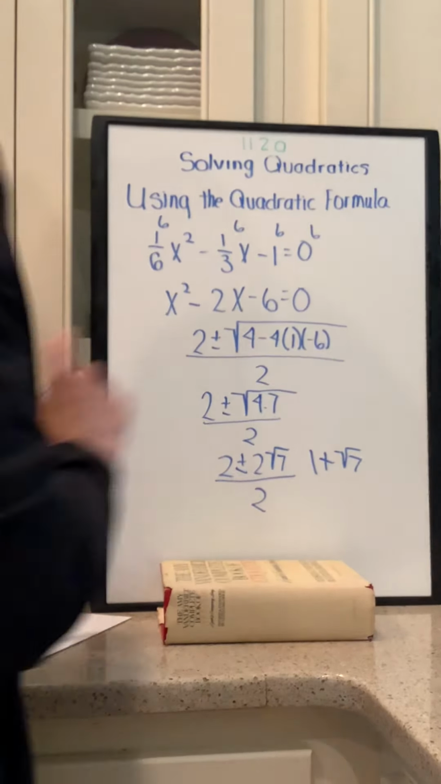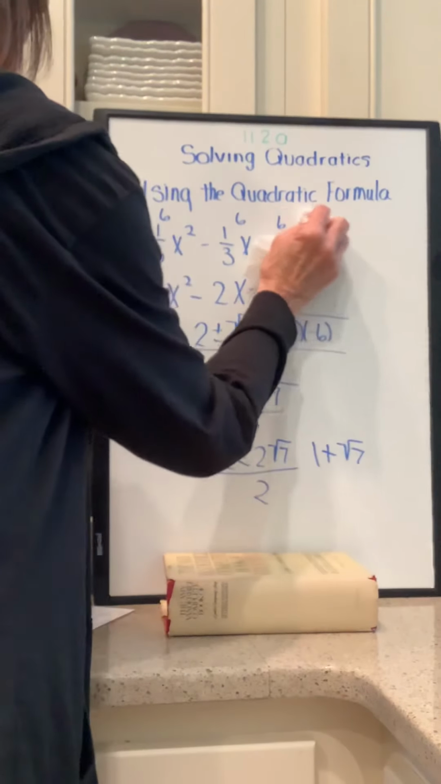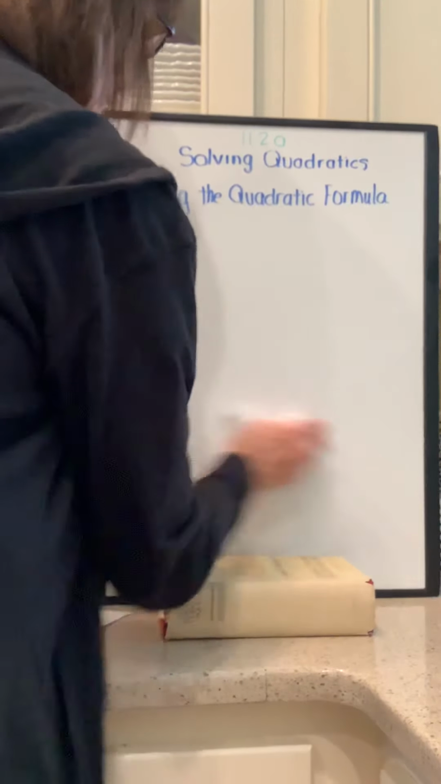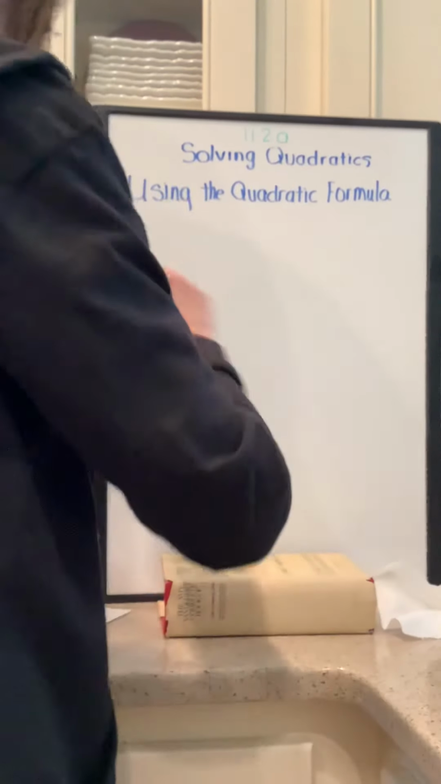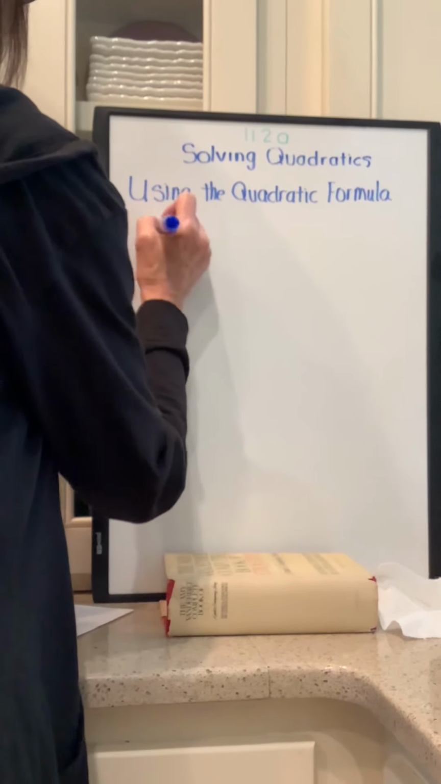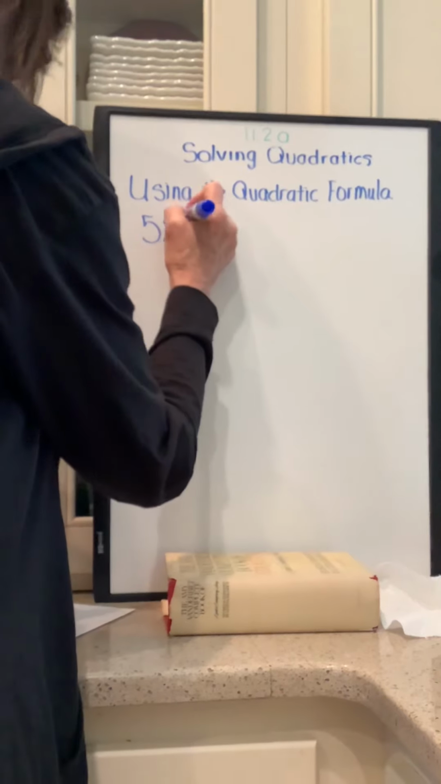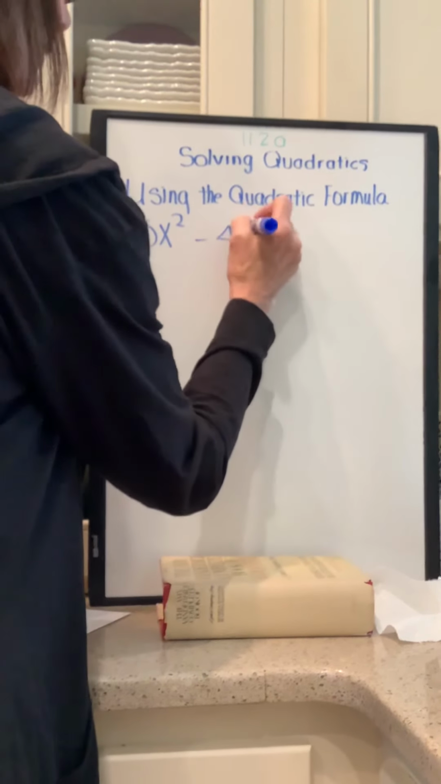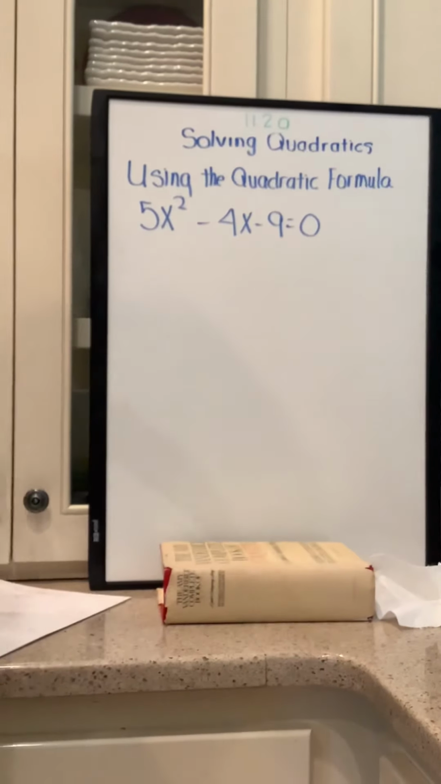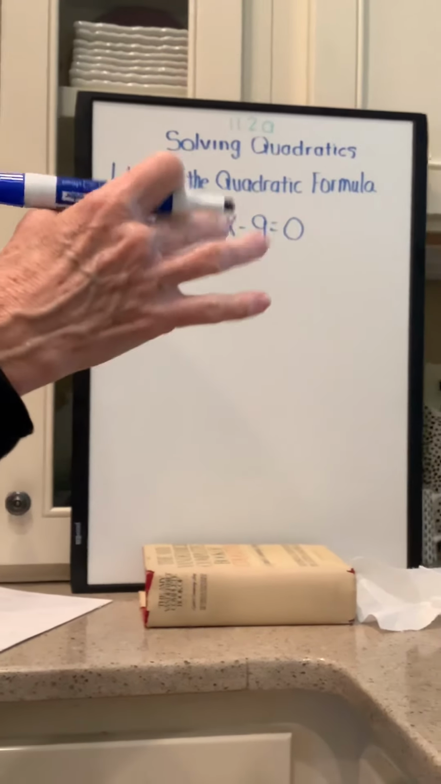Okay, I'm going to do one problem where the solutions are fractions, so you can see that we can do this, it's not going to be so bad. So if we had 5x squared minus 4x minus 9 is equal to 0. So this is in the standard form. We're ready just to start plugging stuff in.